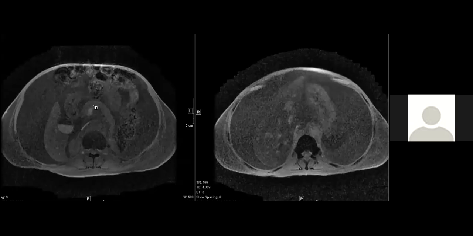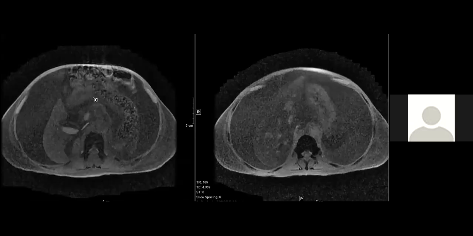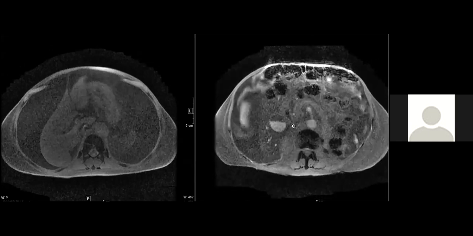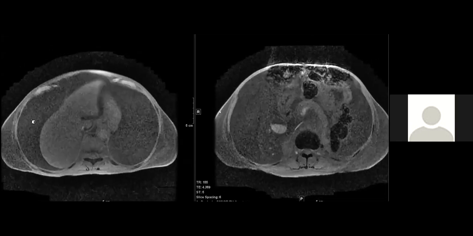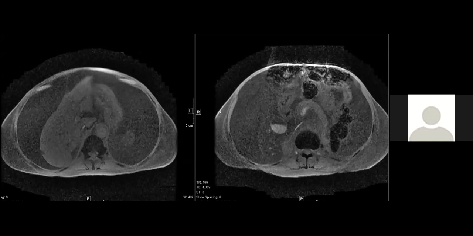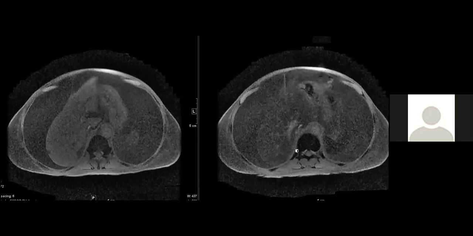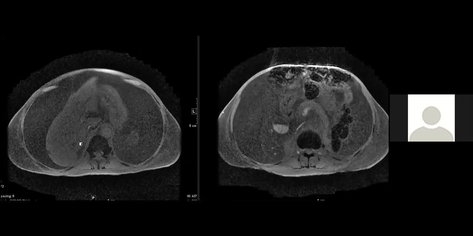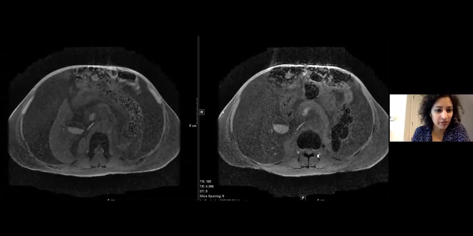This is a man, and I'm showing you in and out of phase images. If anybody wants to tell me either which one is in phase, which one's out of phase, or perhaps tell me what's so unusual about these in phase and out of phase images. Can you go down further?